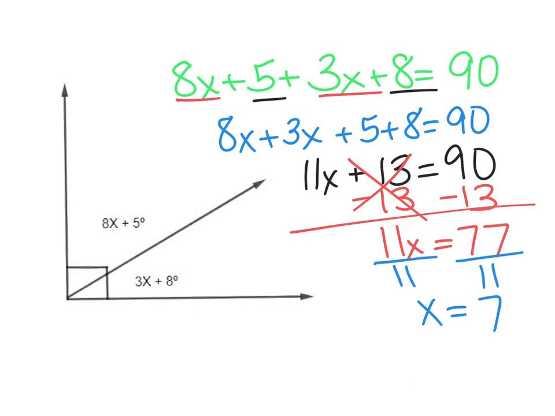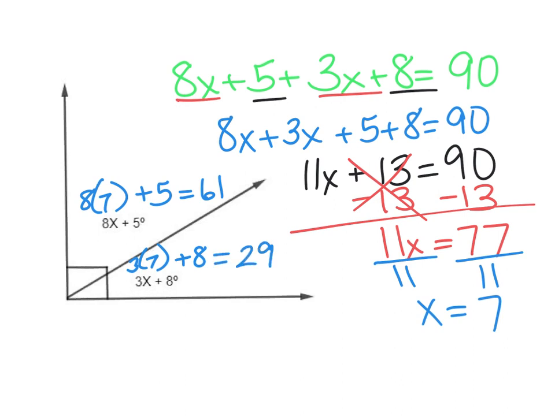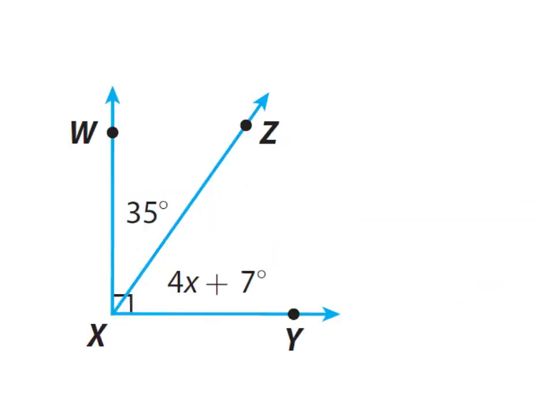X equals 7. Again, I can substitute this in if I want to check. So I have 56 plus 5, that equals 61. And then I have 21 plus 8, that equals 29. Those two would equal 90 degrees. All right, let's try this one.